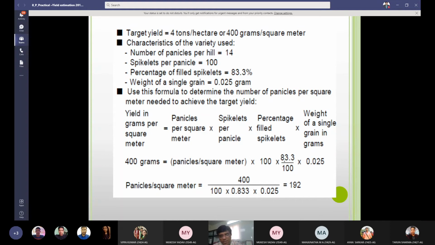So panicle number can be calculated as 400 divided by the right side value. If you compute it, it is a very simple mathematical calculation, you find the answer 192. So 192 is the answer. Similarly, if one asks you spikelets per panicle and other parameters are given, you can do it. Or if somebody asks you percentage filled spikelet and other parameters are given, you can do it. So this is how you can calculate the different yield attributes if yield is given to you.